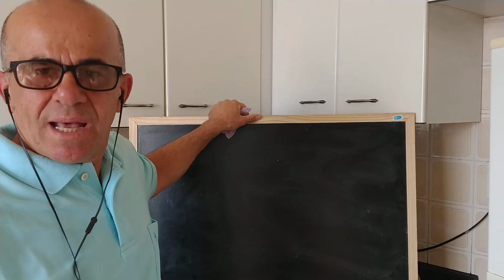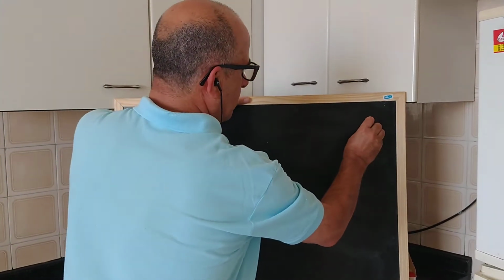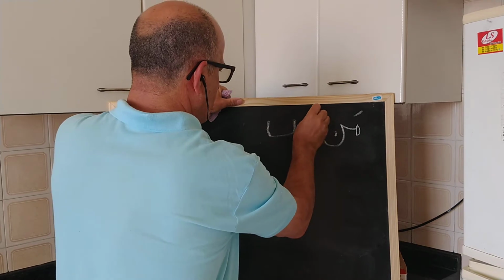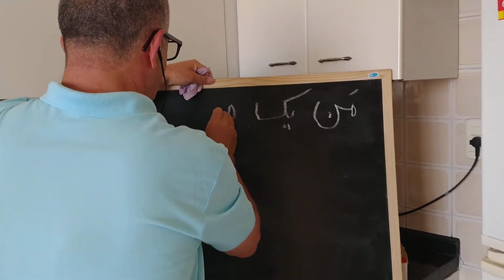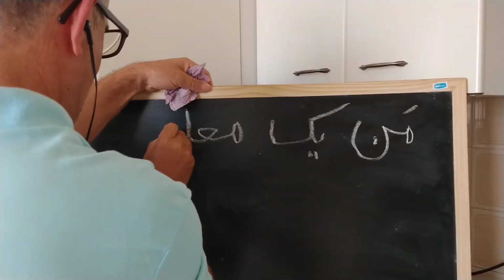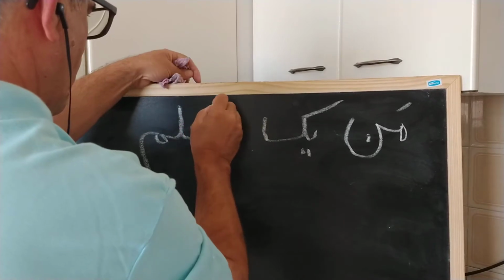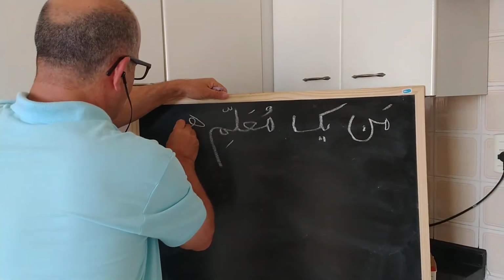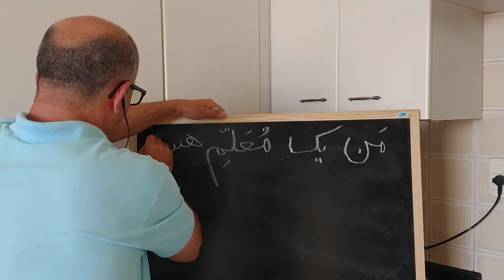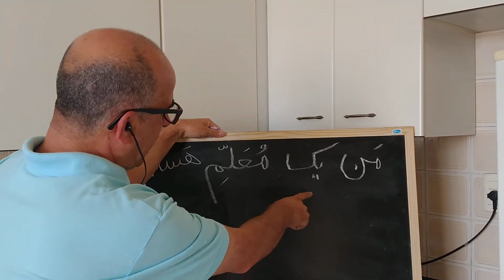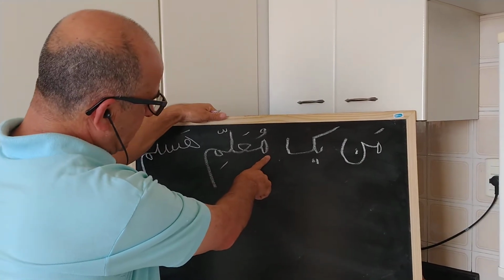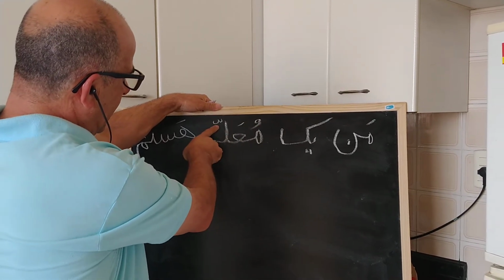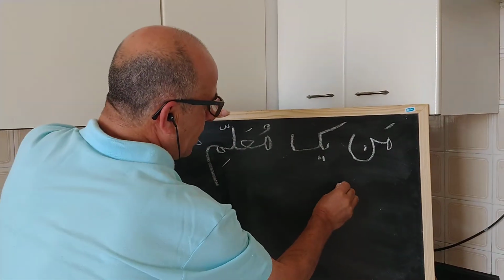Man yek mo'alem hastam. I am a teacher. This is M, mim. This is L, this is mim. Okay, this is O, A, E, and this is tashdeed. So I'm going to tell you about tashdeed.